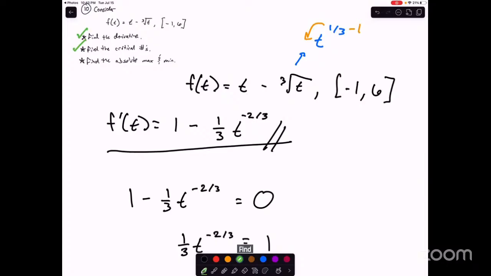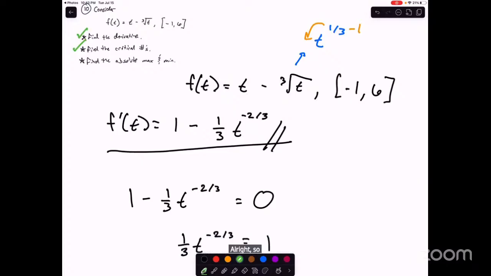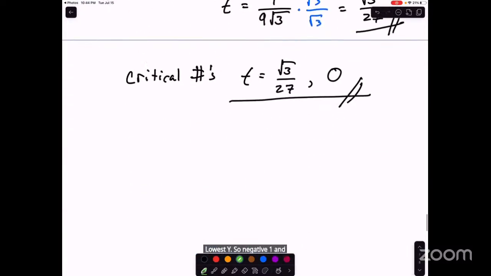Find the absolute max and min. Once you have your critical values, to determine the absolute max and min, you basically list out your critical values and the endpoints of your interval. You can only find absolute max and min when you're given a closed interval. So we got the -1 and the 6 along with our critical values, and we're going to make a table. The absolute max is going to be the largest corresponding y, and the absolute min is going to be the lowest corresponding y.